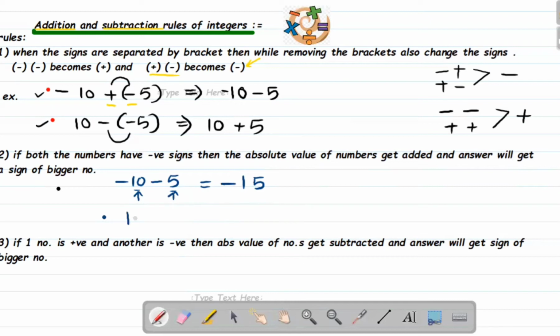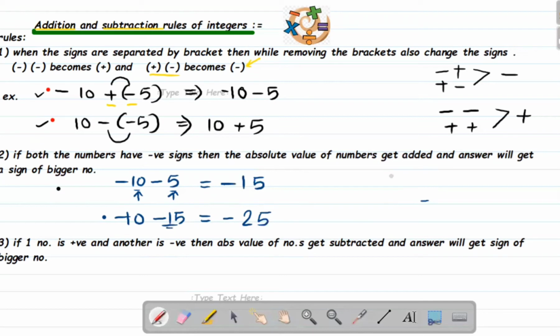Similarly, let's have one more example, that is minus 10 minus 15. Now if you carefully see, 10 is also negative, 15 is also negative. Now 10 and 15 will be 25, because both are minus, so we have to add them, and 15 is the greater number, so the negative sign of 15 goes to my answer.